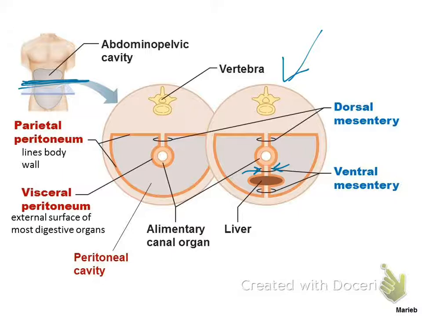We classify mesentery based off of location. What did dorsal mean? It meant the side by the back, the side by the spine, right? Side by the spine. Ventral is the opposite side, the side by the gut or the abdomen.